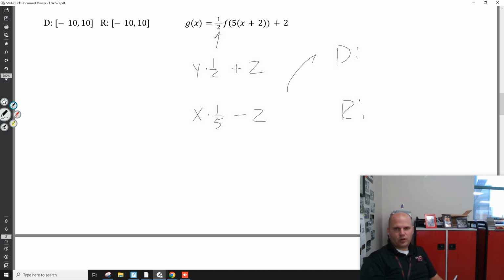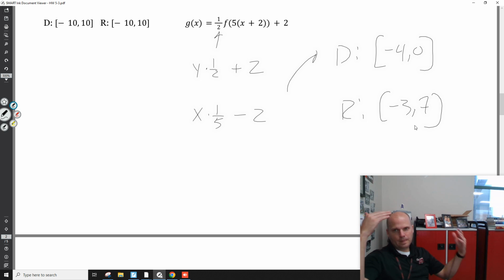Let's work on our domain first. Take your x's, multiply by a fifth. It's negative 2 and 2, and subtract, you get negative 4 and 0. Take your y's, get negative 5 and 5. Add 2, it's negative 3 and 7. You can check, plugging in negative 4, you should get negative 3. Let's try really quick. Let's pretend that f has the point negative 10, just like the beginning of my domain range.